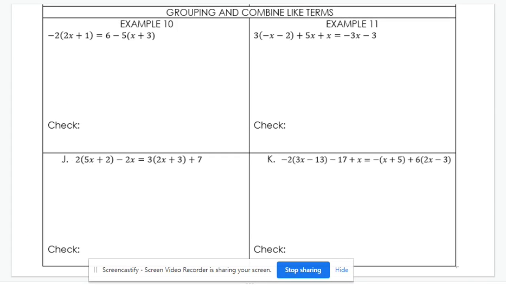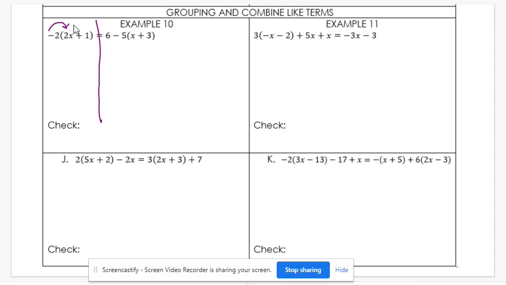Example 10 and 11, this time we're going to be having grouping symbols and combining like terms, variables on both sides, everything. So you're going to definitely want to have your foldable out to go through the steps because we're going to use all of them this time. So starting at the very top, do we have any grouping symbols? And yes, we do. We have grouping parentheses on the left and grouping parentheses on the right. So we're going to be distributing to get rid of the parentheses.